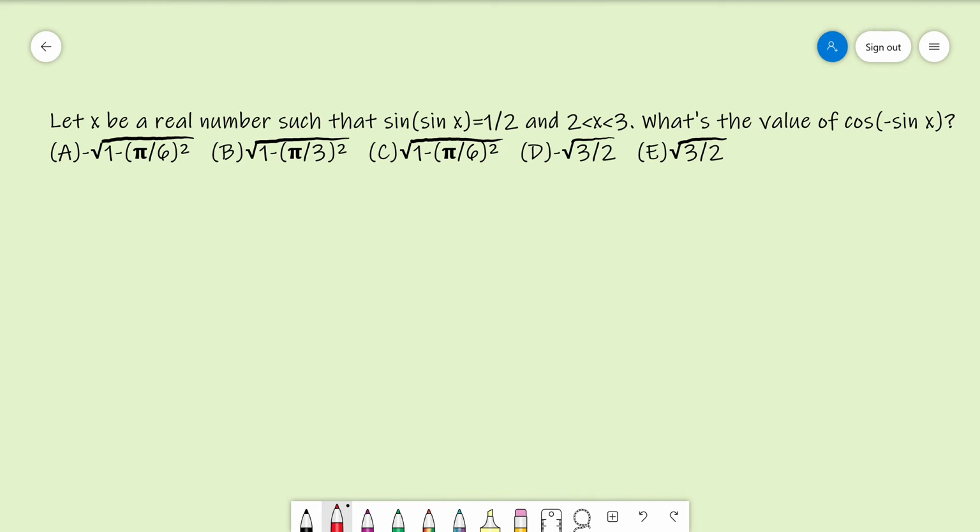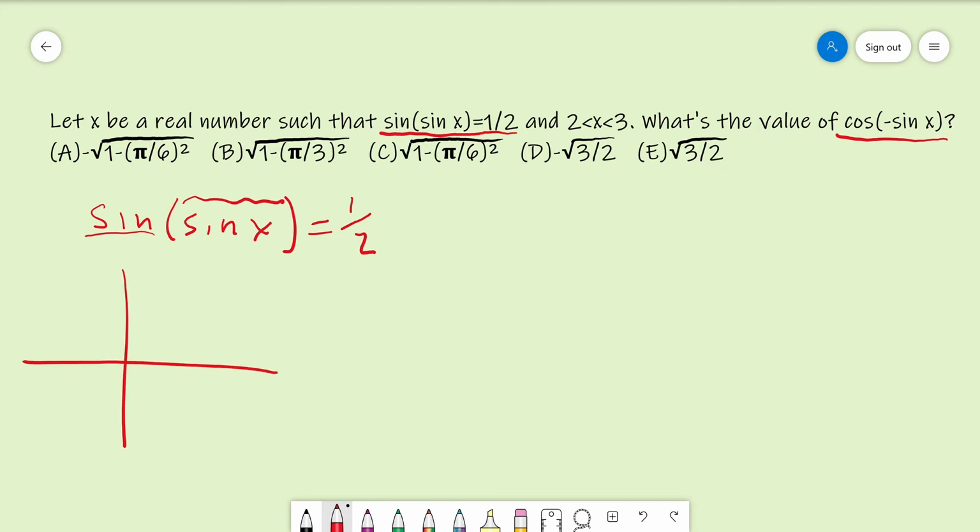So this question tests your knowledge of sine and cosine. We're told that sine of x is 1/2, and we're asked to find what the cosine of the negative sine of x is. Well, let's think about this. If we know that sine of x is 1/2, well, this part in here has to be an angle whose sine is 1/2. So what angles give us a sine of 1/2? Well, remember 30 degrees, that's pi over 6.